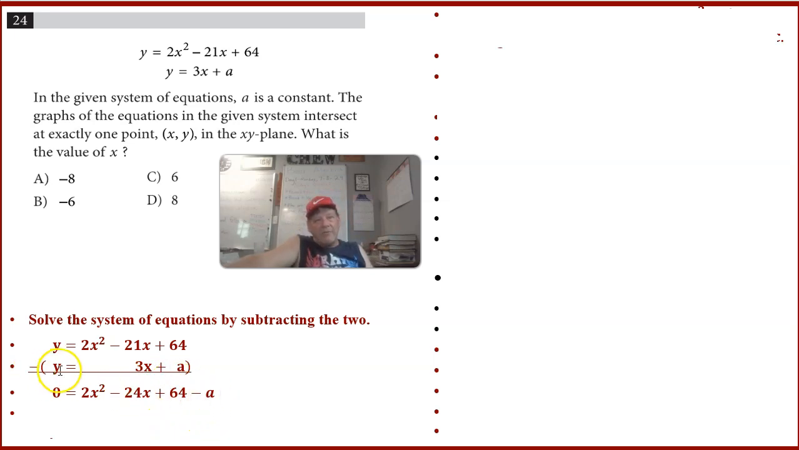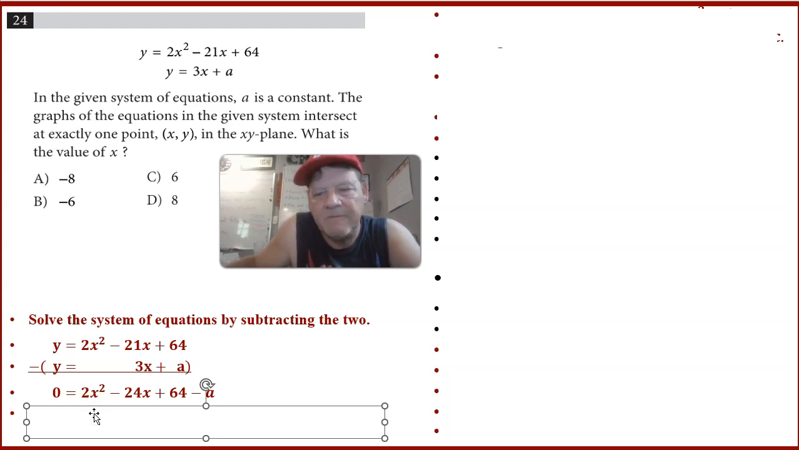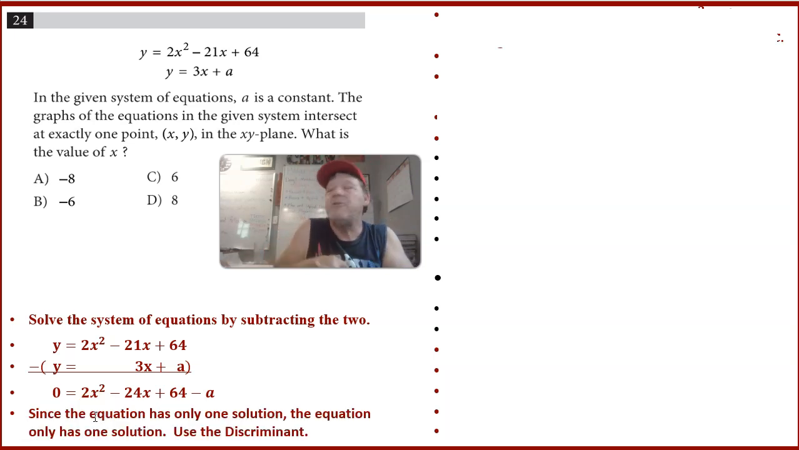Okay, so all I did was subtract each of these. There wasn't anything that subtracted from this. I subtracted 3x from a negative 21x to get negative 24x, subtract an a from a 64 to get 64 minus a. All right, so this becomes my a. This becomes my B, and then this whole quantity here becomes my C. And I can use the discriminant.